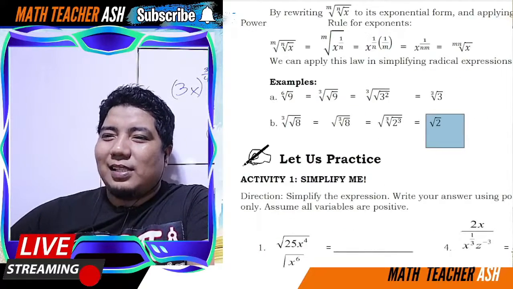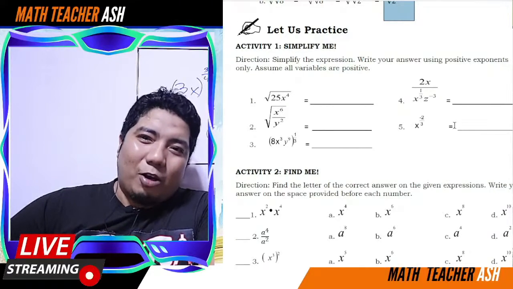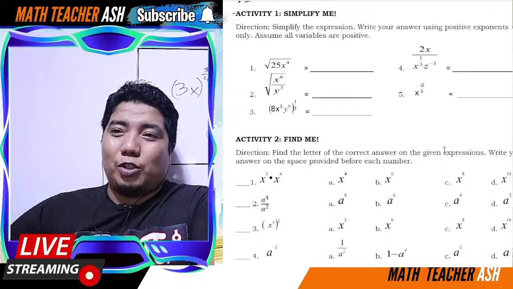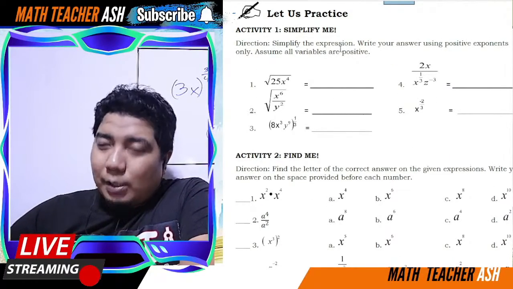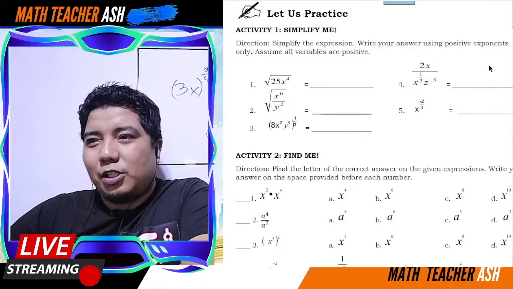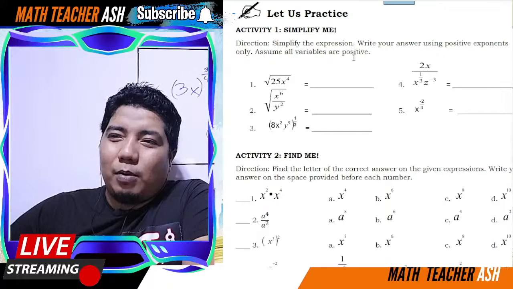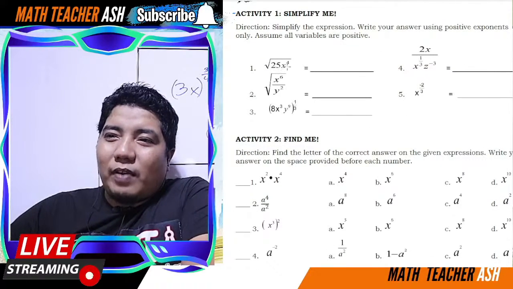And now, this is the time that I will challenge you. Okay. So, dito na kayo mga math learners magsimula sumagot kung paano ito isosolve. Okay, so we have here an example. We have here, simplify the expression. Write your answers using the positive exponents only. Assume all variables are positive. Okay. Square root of 25x to the 4th.